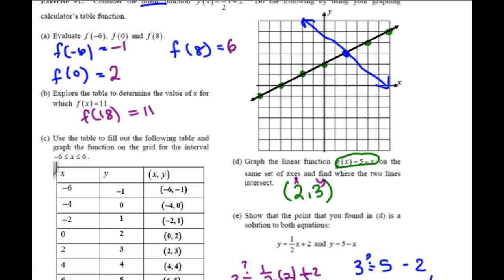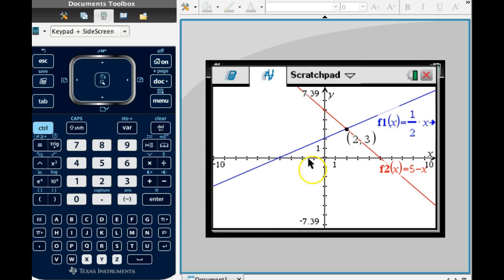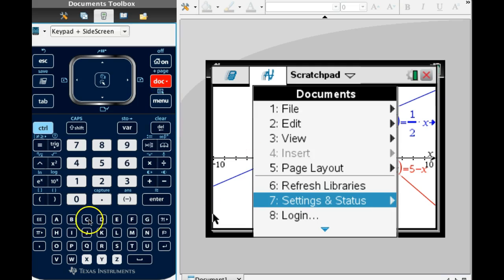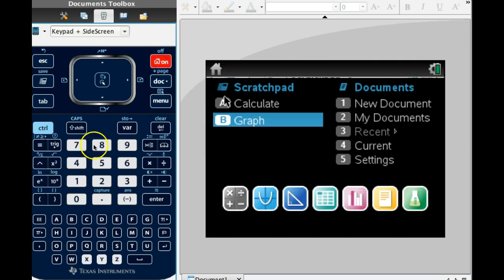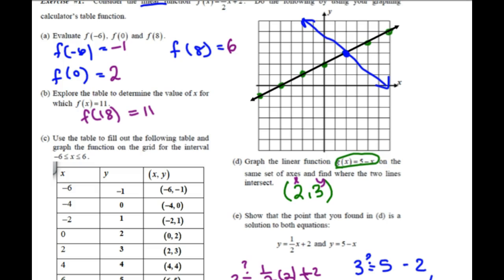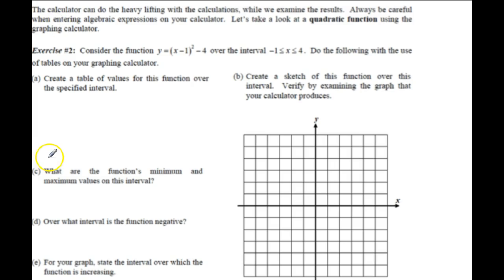Now, I am at my calculator. I want to clear all of this because I don't want this to stay here. I go to Document and go to the letter B. That clears everything, and you're on a screen like this, and then you can go to the home. Moving on to the next exercise. It says, the calculator can do heavy lifting with calculation. While we examine the results, always be careful when entering algebraic expressions on your calculator.